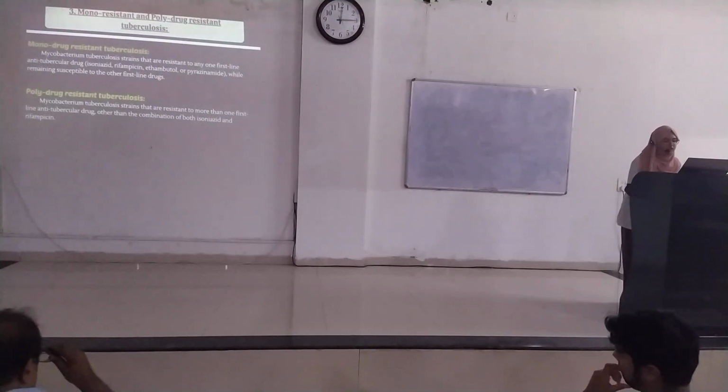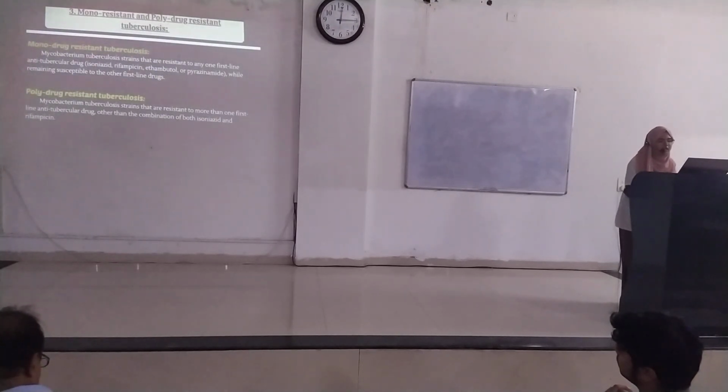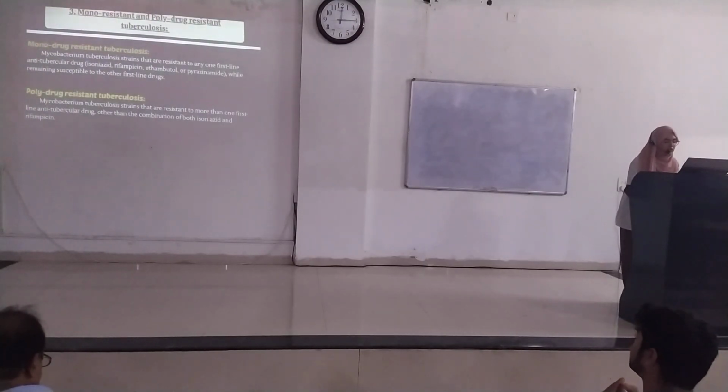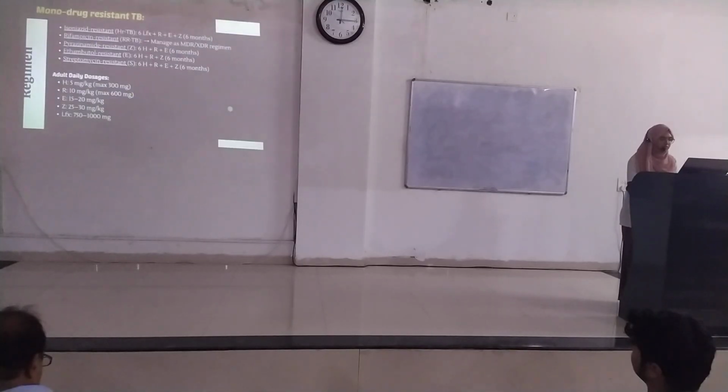When Mycobacterium tuberculosis strains are resistant to any one first-line anti-tubercular drug, while remaining susceptible to other first-line anti-tubercular drugs, it is called monodrug-resistant tuberculosis. And when the strains are resistant to more than one first-line anti-tubercular drug, other than the combination of both isoniazid and rifampicin, it is defined as polydrug-resistant tuberculosis.